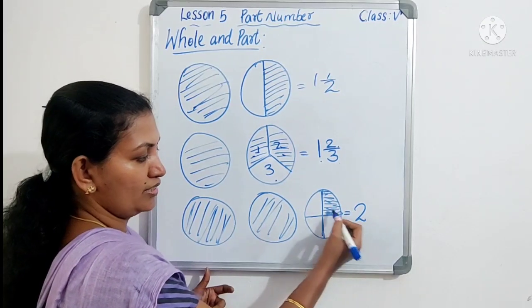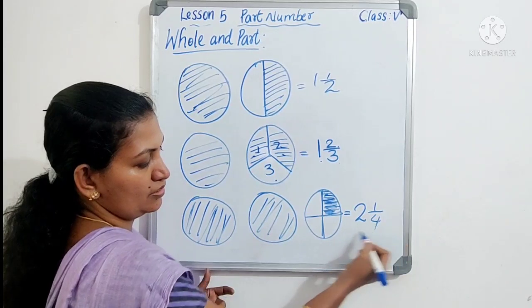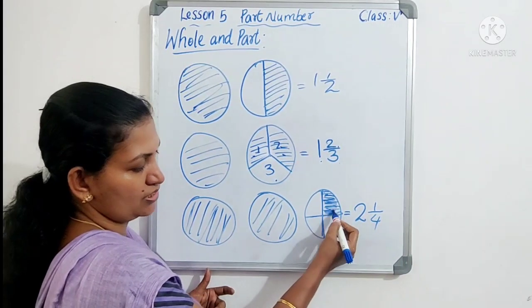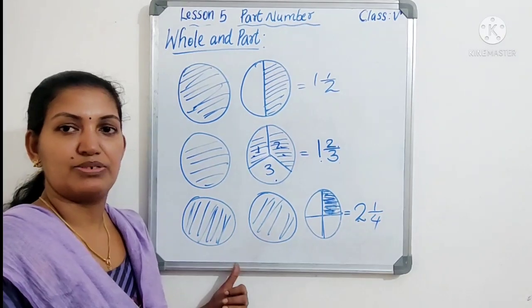So 2 and only this shaded. That means this is quarter. This circle shaded only 1 column, so this is a quarter. So 2 and quarter. Okay, simple.